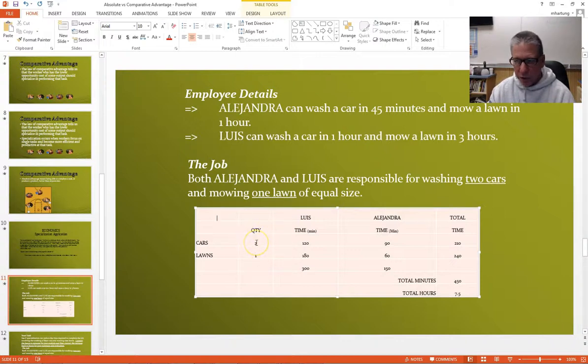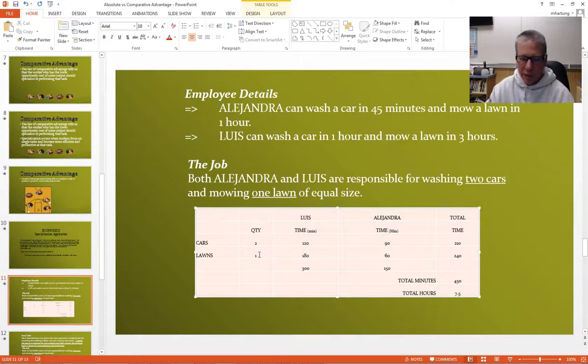So when you do your analysis, if it's 2 cars per person and 2 people, how many cars need to be washed to get the job done if they work together? Yes, 4. 4 cars, and 1 lawn apiece, so what do they have to do? That would be 2, because each person is responsible for 1 lawn. So it's a total of 4 cars and 2 lawns that have to be done.